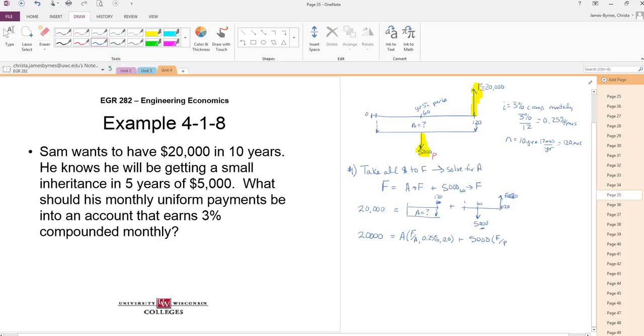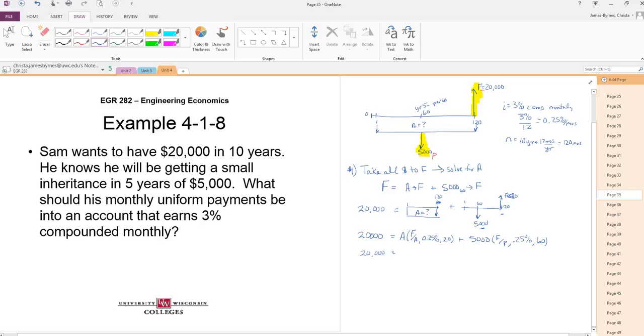This is a present, this is in the future. What would that N be? Well, A is still going to be 0.25%. How long are we going to let it hang out there? Well, period 60 to period 120 is 60 periods. So I know that $20,000 has to equal that A brought up to period 120 plus the 5,000.